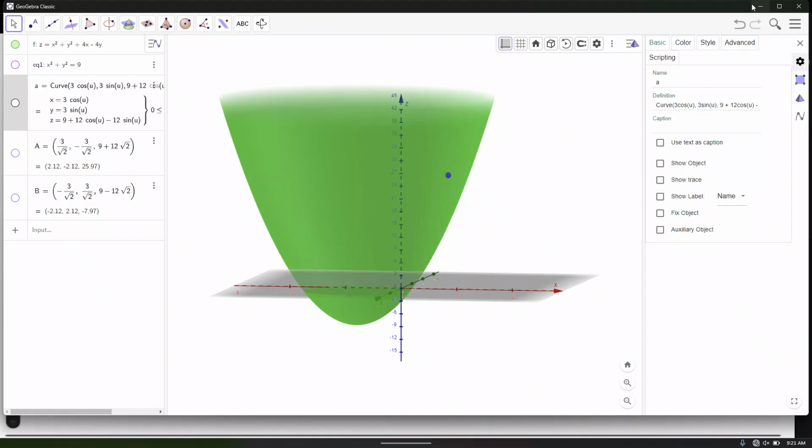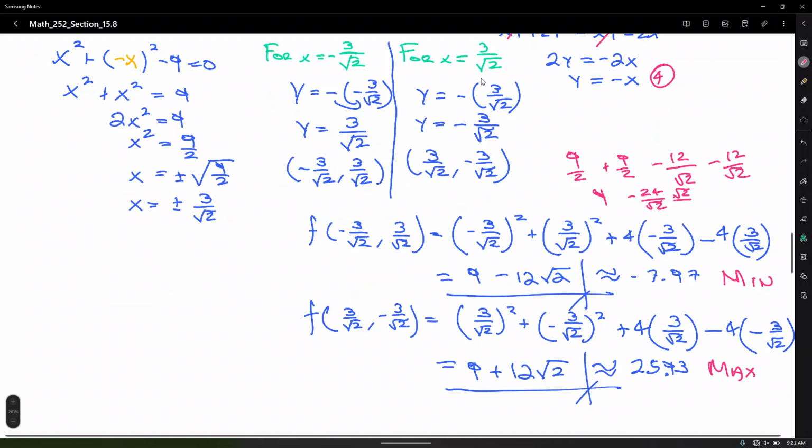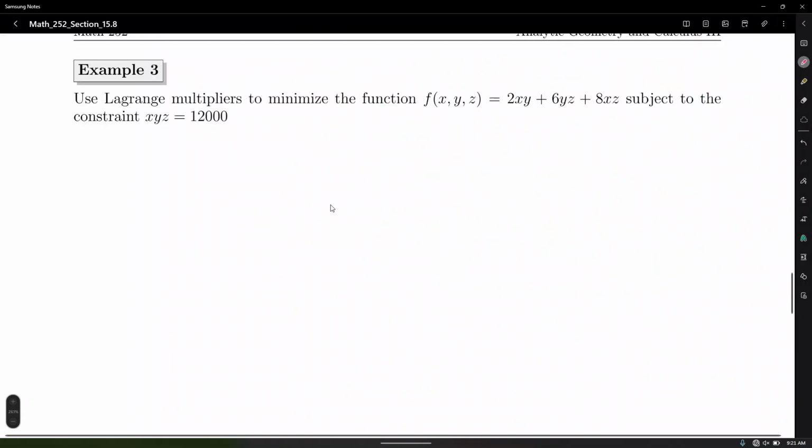Let's do another example. For the next example, let's increase the level of making it more interesting. So now we're going to minimize a 3 variable function. So not just 2 variables, 3 variables. So here is a function to minimize. f of x, y, z equals 2xy plus 6yz plus 8xz subject to the constraint xyz equals 12,000. Let's see how we are going to go about this problem.